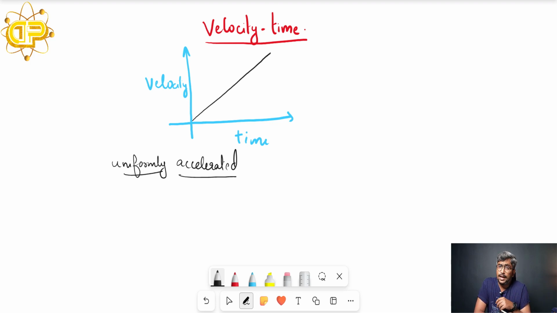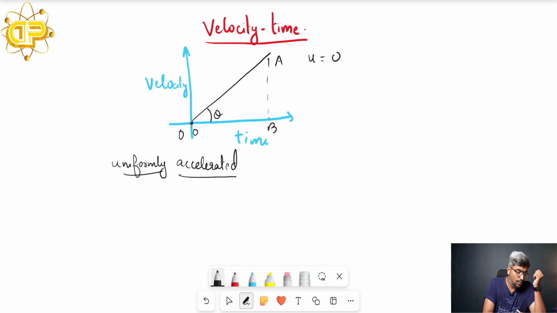Now, if I'm finding the slope of the graph, what will you find? Imagine that this is theta. It means that at 0 seconds, if this is 0, then at 0 seconds it is at 0 there. So u is 0. And at time t, you are getting a velocity v. Just imagine like that. So the final velocity is v, and the time interval is t. So this is the case there.